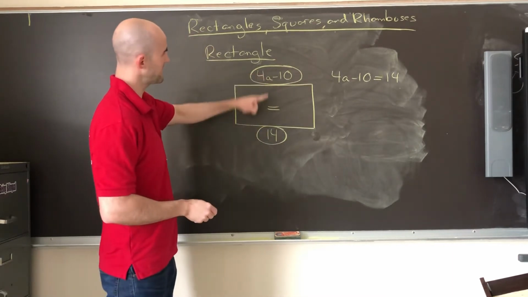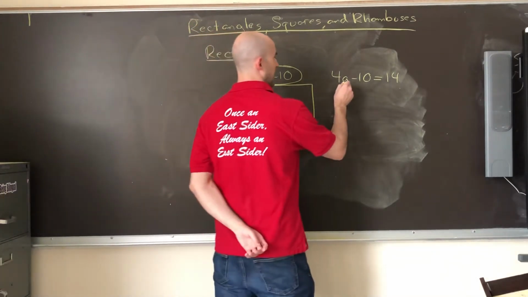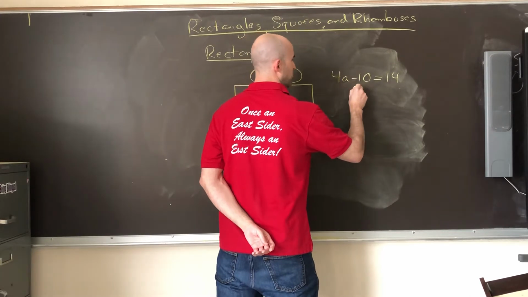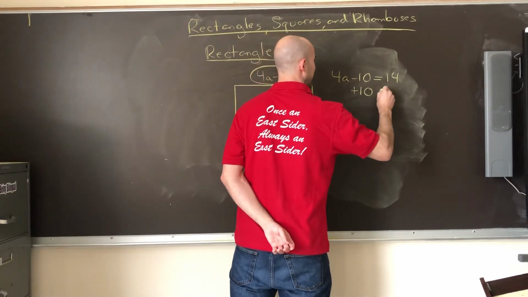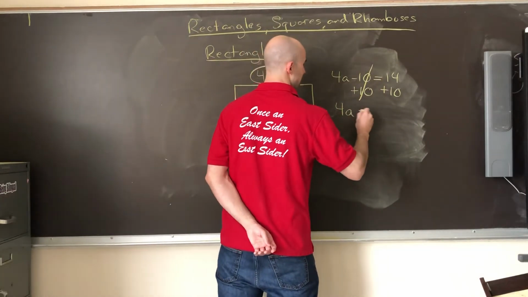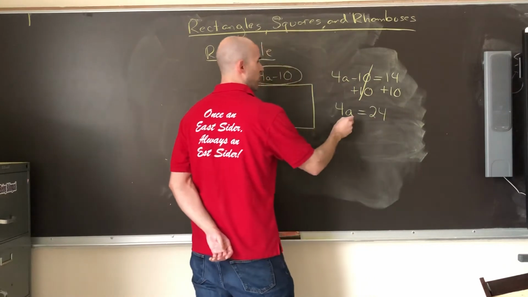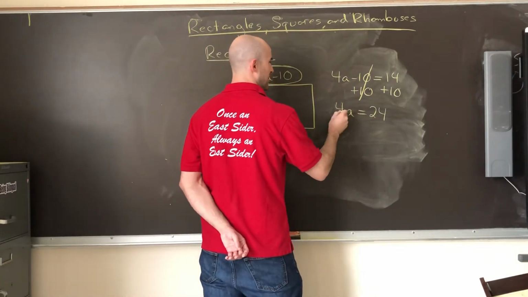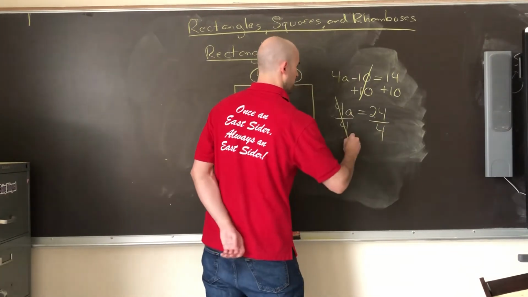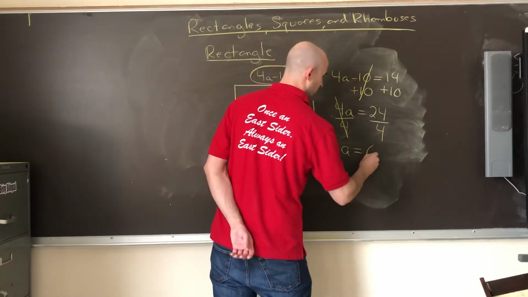So 4a minus 10 equals 14. Once you have that, now it's just solving it, right? Anything with the variable, save for last. Let's get rid of the 10 first. Opposite of subtraction is addition. Add 10 here, the 10s cancel out. We're left with 4a equals 14 plus 10, which gives us 24. Now in order to get a by itself, the opposite of multiplication is division. Divide that by 4, divide that by 4. So we have a equals 24 divided by 4, which gives us 6.